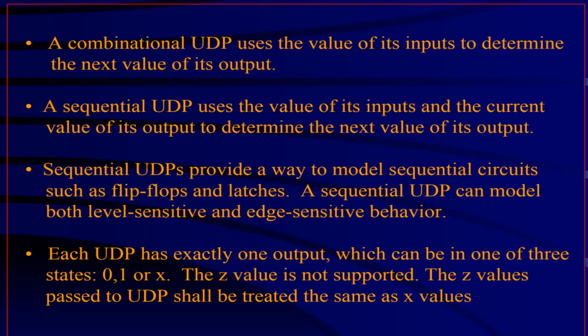Each UDP has exactly one output, which can be in one of three states: 0, 1, or X. In the earlier truth table, you have all the combinations. Z is not supported. The Z values passed to a UDP shall be treated the same as X values.